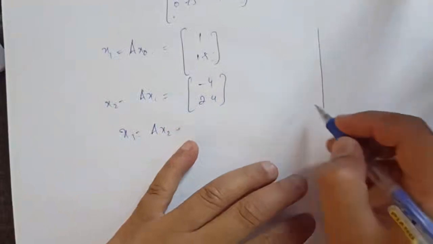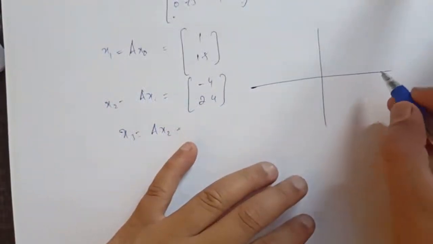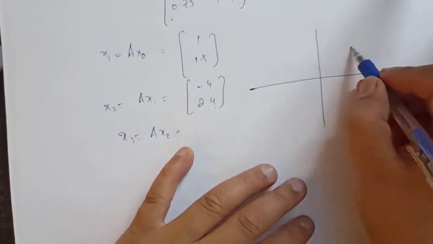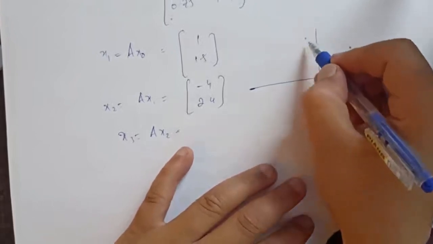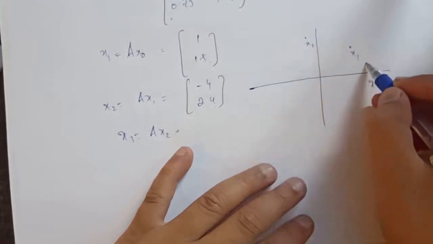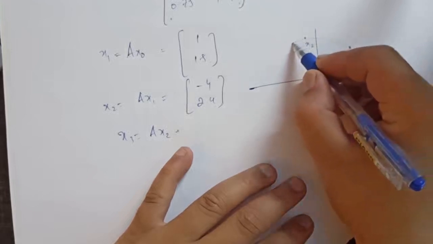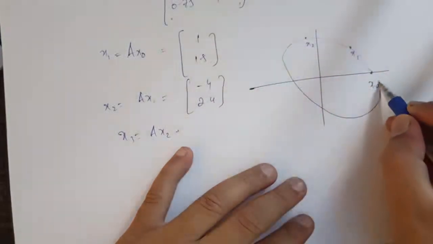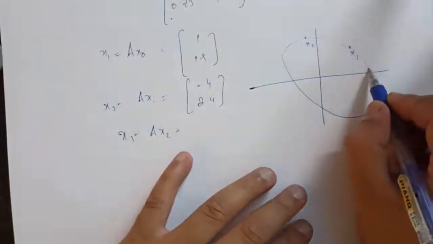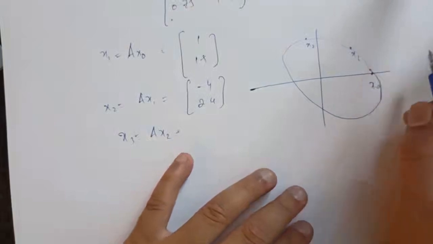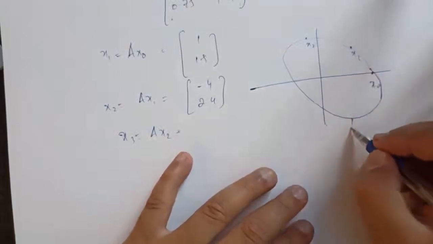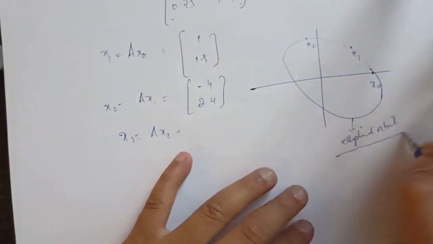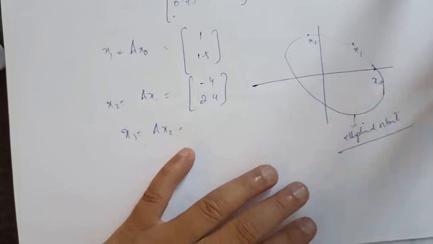So if I plot those over here, what you will see is that you are sitting over here at x naught, and then you went to x1 over here, and then x2 over here, and similarly you will keep on rotating, and then you will actually have an ellipse, right? An elliptical orbit.